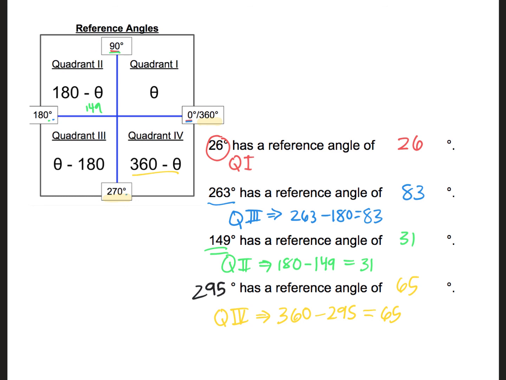All right, that is how you find your reference angles. I would take a picture of this little cheat sheet on your slide so you have it when you're doing your homework and maybe don't have to flip back and forth so much.